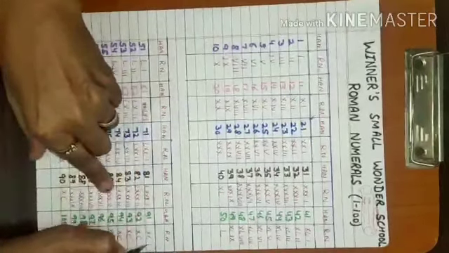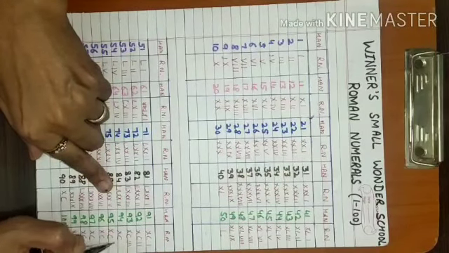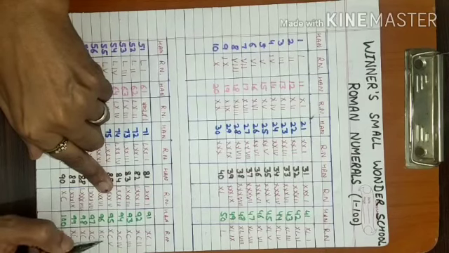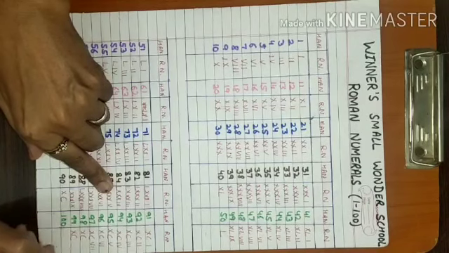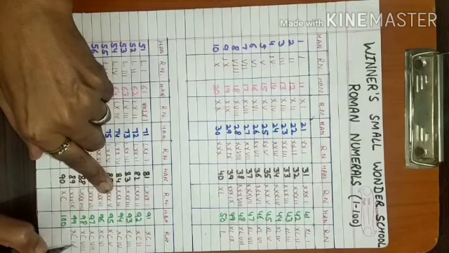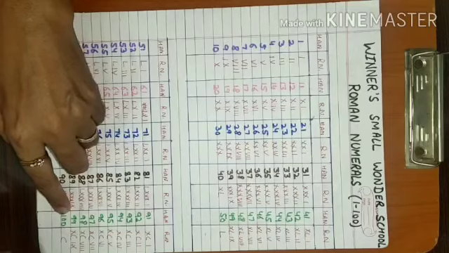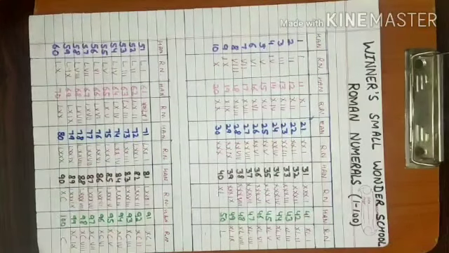So 90 plus 1, 91. 90 plus 2, 92. 90 plus 3, 93. 90 plus 4, 94. 90 plus 5, 95. 90 plus 6, 96. 90 plus 7, 97. 90 plus 8, 98. 90 plus 9, 99. Or 100 means C. Okay? 7 Roman numerals. Now 7 numerals.